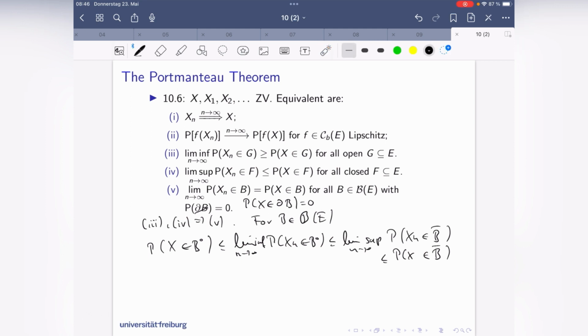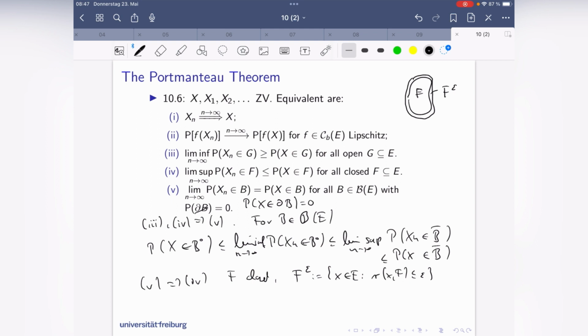On the other hand, 5 implies 4. I take a closed set. And that's another trick here. F epsilon is the set of all x's which are x, f smaller or equal than epsilon. So if I have a set f here, I make it a bit larger by epsilon. So this here is f epsilon.